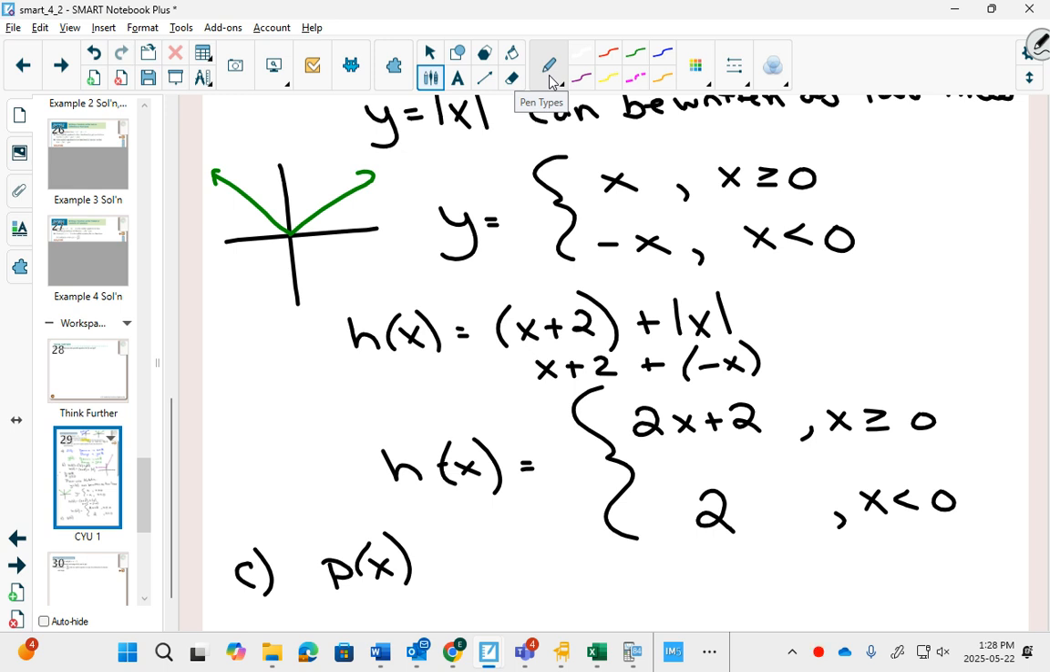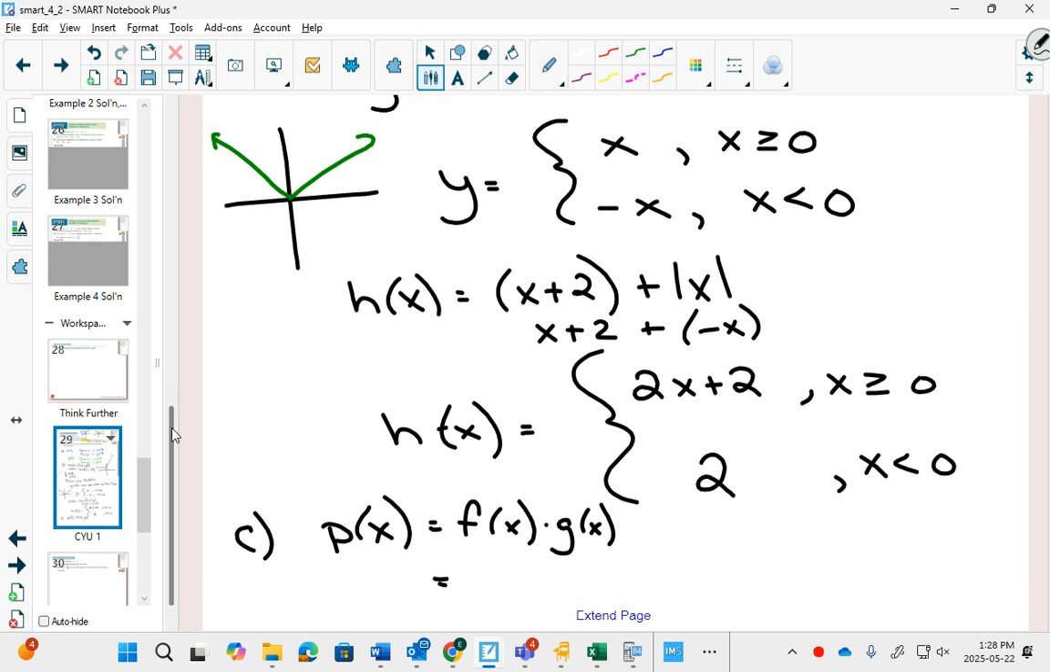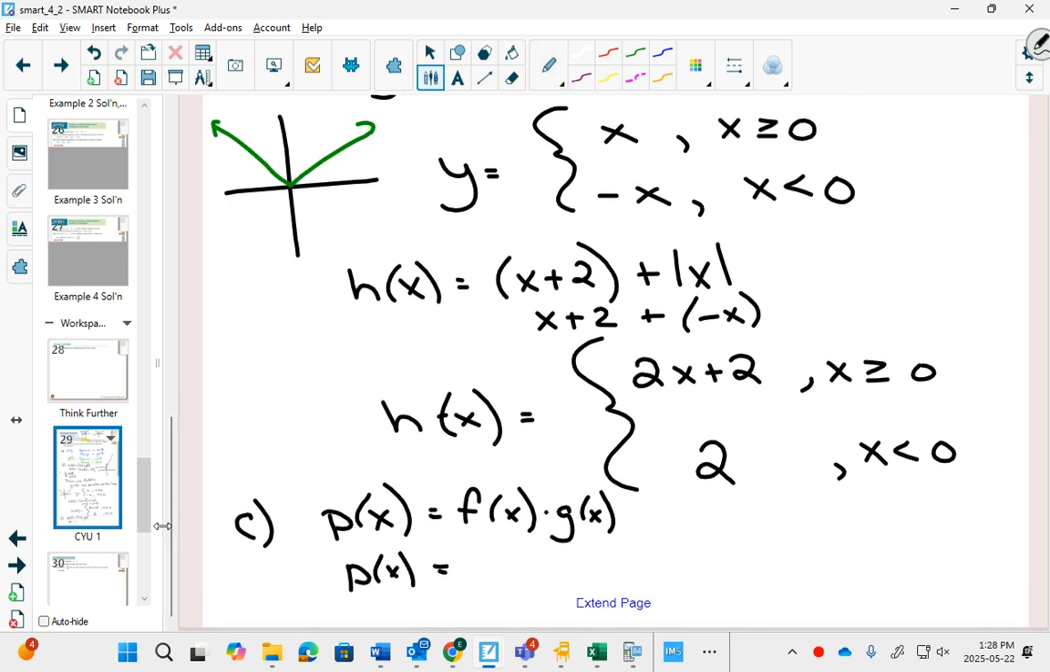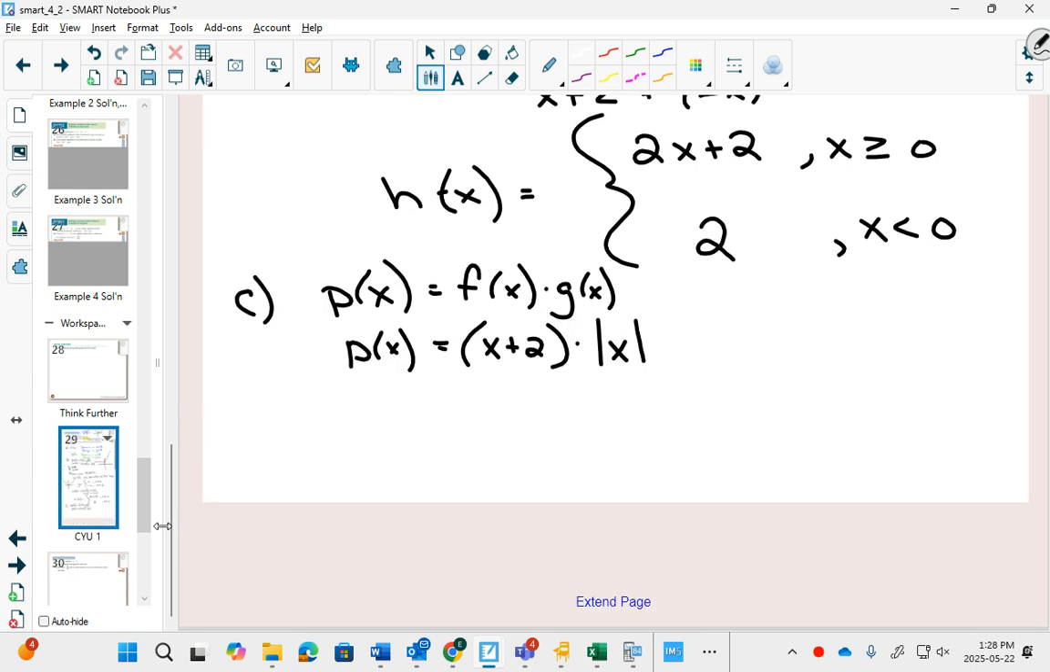Part 3 says write an explicit equation for p of x, and p of x is equal to f of x times g of x. So again, we could write this as an explicit equation in terms of x only. f of x was x plus 2, and g of x was the absolute value of x. But this is hard to graph. We could take points and do every point again, but if we could write a piecewise function, we might be able to graph it quicker.